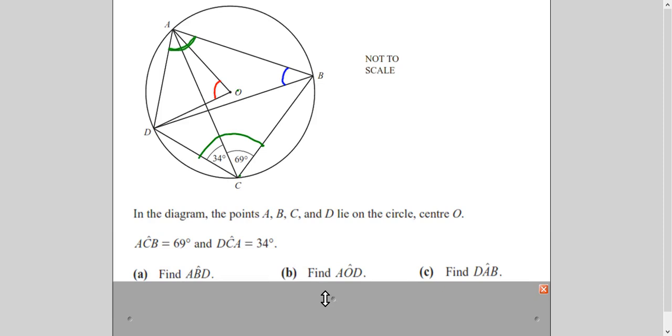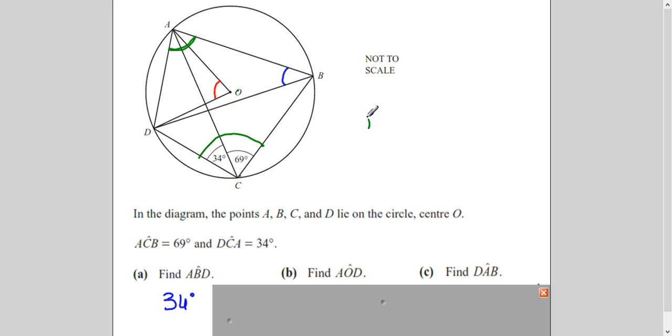So let's see the question. So the first question was saying find ABD. So it is 34 because the chord AD is making an angle at C and making an angle at D. So you will simply write the angle, and if the paper says in front reason, what reason will you write? Angle in the same segment.